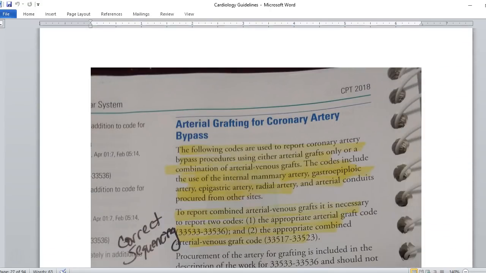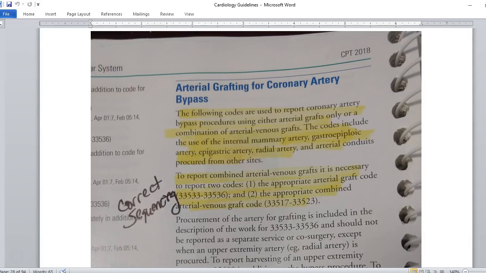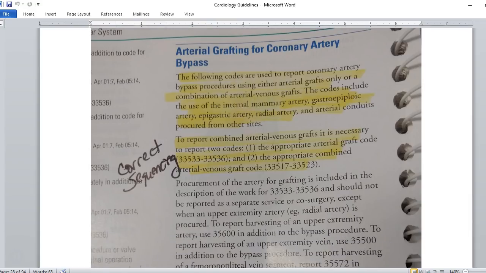Okay, so we finally get to page 216 where the sequencing is correct. Now, it tells us, again, the following codes are used to report coronary artery bypass procedures using either arterial grafts only or a combination of arterial venous grafts. The codes include the use of internal mammary artery, gastroepiploic artery, epigastric artery, radial artery, and arterial conduits procured from other sites. So the venous grafting only always includes a saphenous vein.